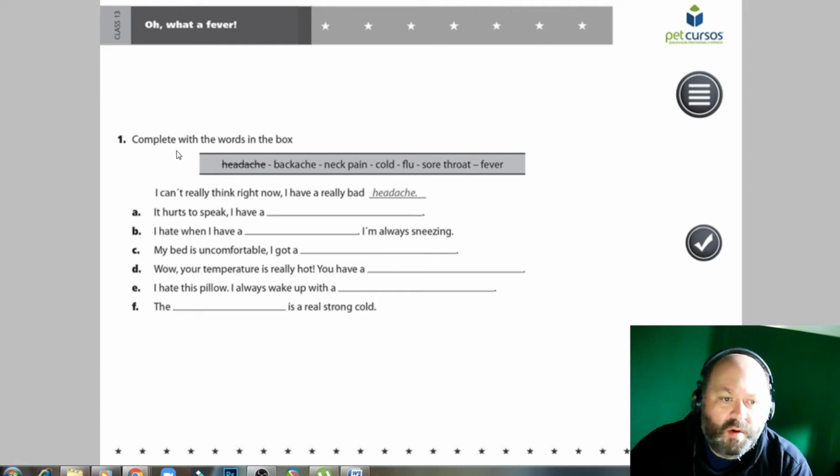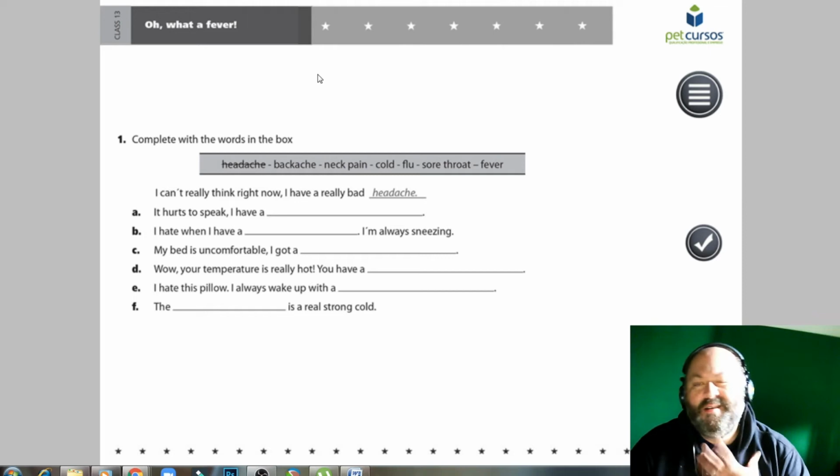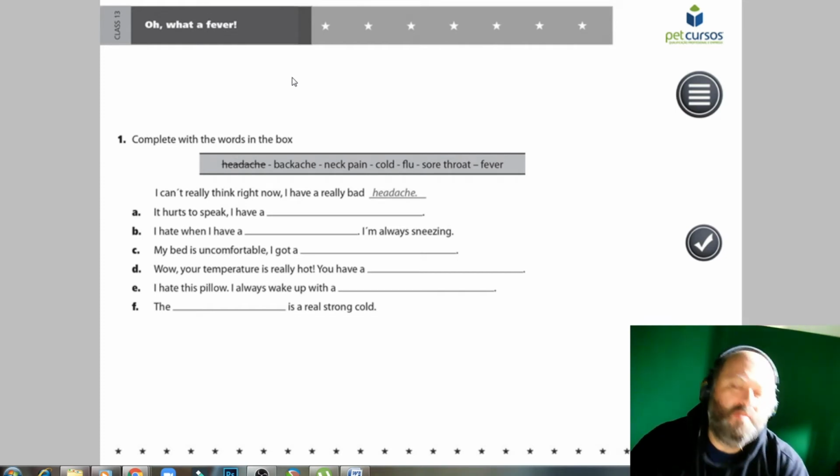Exercise 1, complete with the words in the box. The class is about ailments, the sicknesses, the diseases, né, as doenças, aquelas dores, tudo isso que a gente viu. So we have them here: headache, backache, neck pain, cold, flu, sore throat, and fever. Okay, very good.